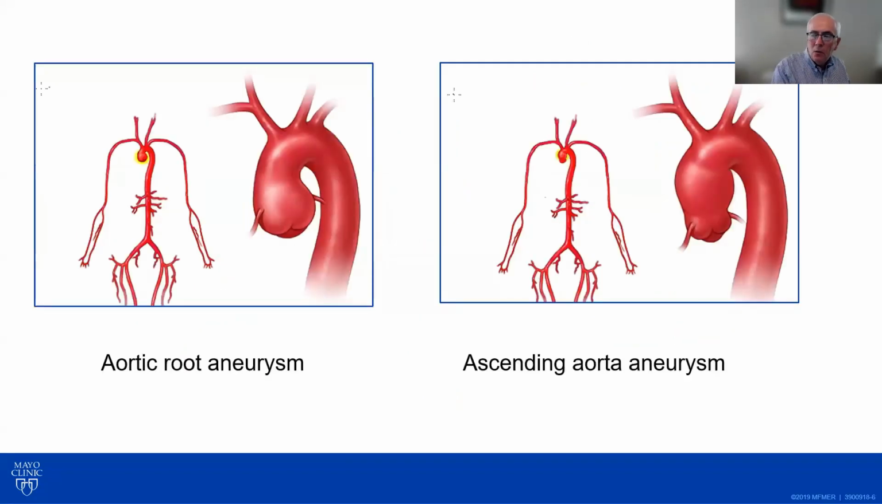And then finally, what is an aneurysm? Well, by definition, an aneurysm would be when an artery or the aorta measures 1.5 times its normal size. And on the left, you can see that this is an aneurysm affecting the aortic root. We saw an image of a normal aortic root earlier. And on the right, you can see that the aortic root is normal, but above the aortic root, the ascending aorta is aneurysmal.